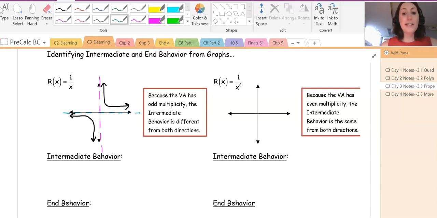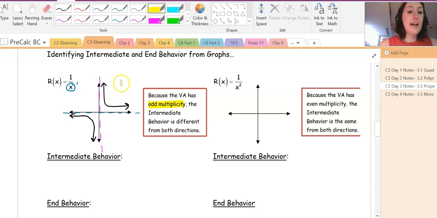Because our vertical asymptote has an odd multiplicity, the intermediate behavior is different from both directions. Okay, let's look at what that means. Your x down here, that's what's telling you we have a vertical asymptote at x equals 0. It is to the first power. That's why we're saying it has an odd multiplicity, because its degree is an odd number. Whenever your degree is an odd number or you have odd multiplicity, your intermediate behavior is going in different directions.